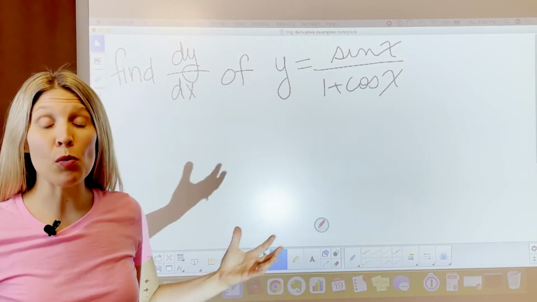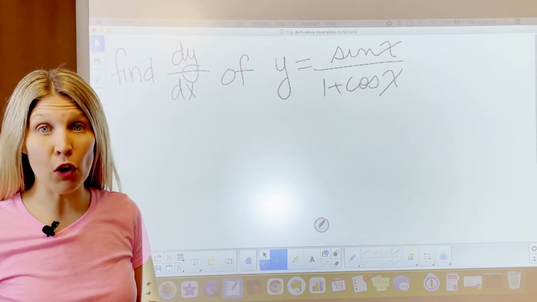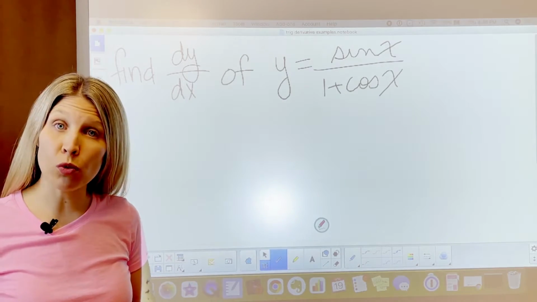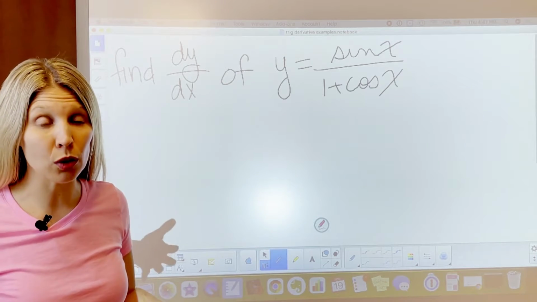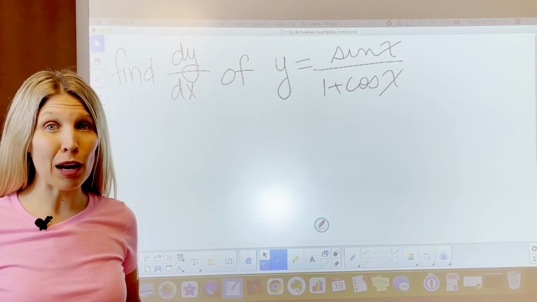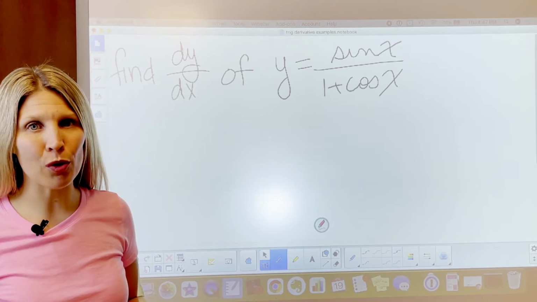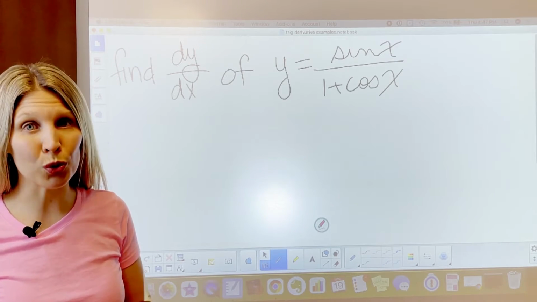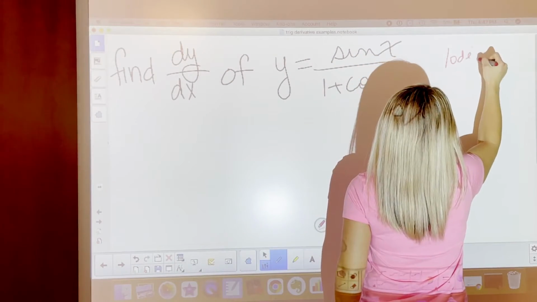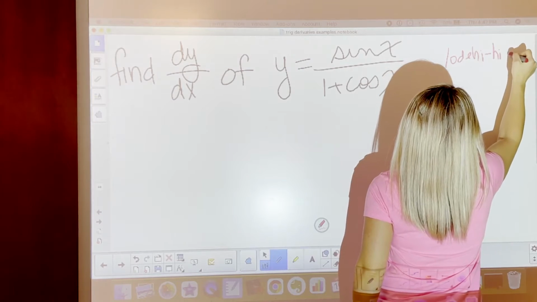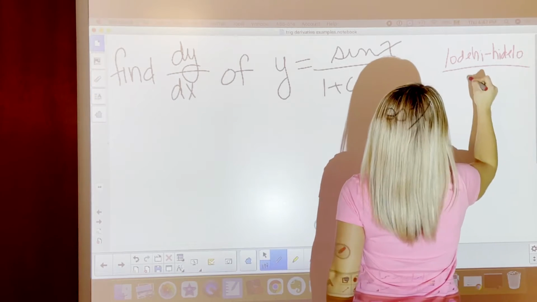The first problem is they want us to find the derivative of this function. We have to use the quotient rule, which I know as low d high minus high d low all over low low. If you're not familiar with that, you can check out my other video that talks all about the derivative rules. So we're going to use low d high minus high d low all over low low.